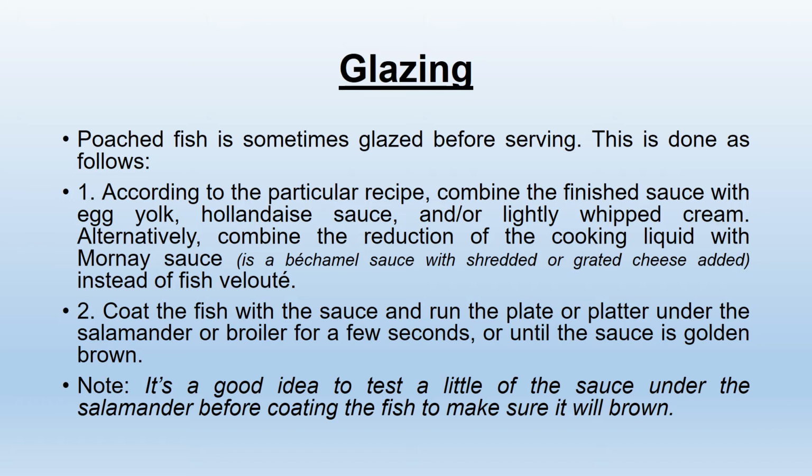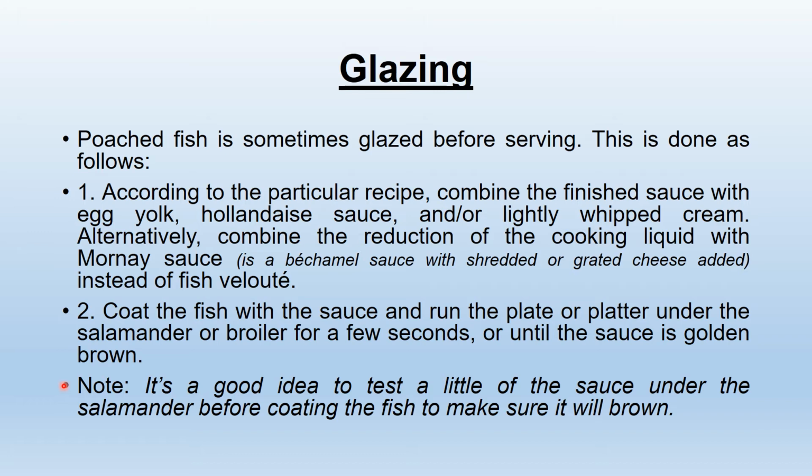So this is what glazing is. Coat the fish with the sauce and run the plate or platter under the salamandra or broiler for a few seconds until the sauce is golden brown. So you're going to put that fish in the salamandra or the broiler for a couple of seconds just to make that sauce brown. I put a note here that it is a good idea to test a little sauce under the salamandra before cooking the fish to make sure that it's going to brown.